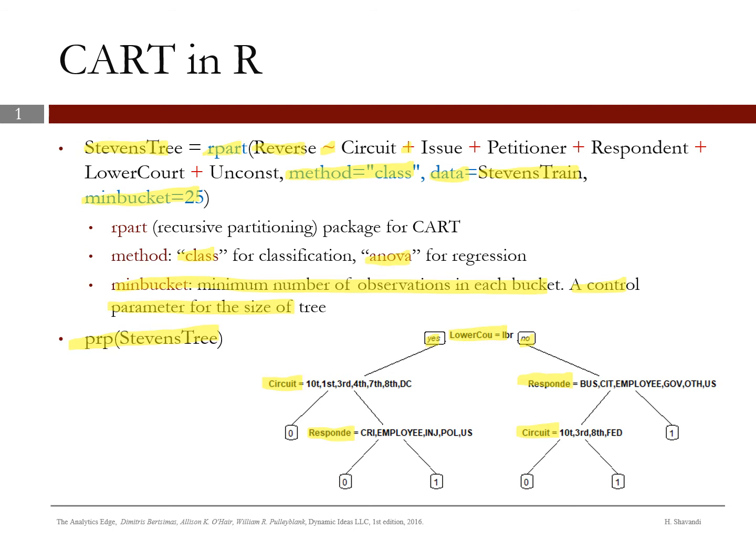As you see here, we are considering Circuit, then Respondent, and then LowerCourt. These three independent variables are considered for the split. That means these three variables are the significant ones. As we mentioned, only the significant variables are used for a split in CART. So here we haven't used Issue, Petitioner, and Unconst, which are insignificant in our model.